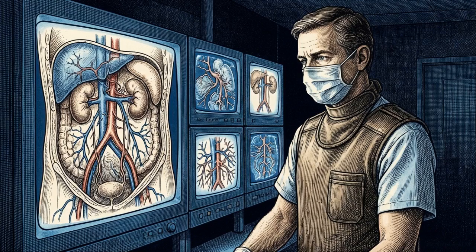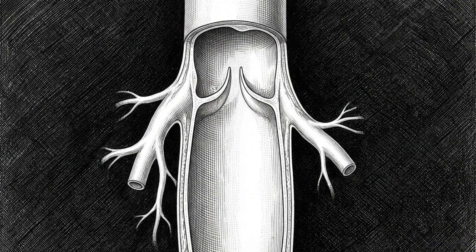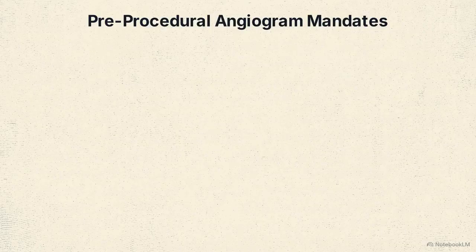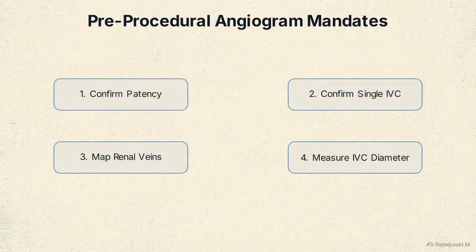The prerequisite to any deployment is the pre-procedural angiogram. An angiogram is a medical imaging technique that uses injected contrast dye and X-rays to map the inside of blood vessels. The initial angiogram serves four distinct mandates. The first two mandates are confirming the overall patency of the IVC and documenting that the patient does not possess a duplicated IVC anatomy.